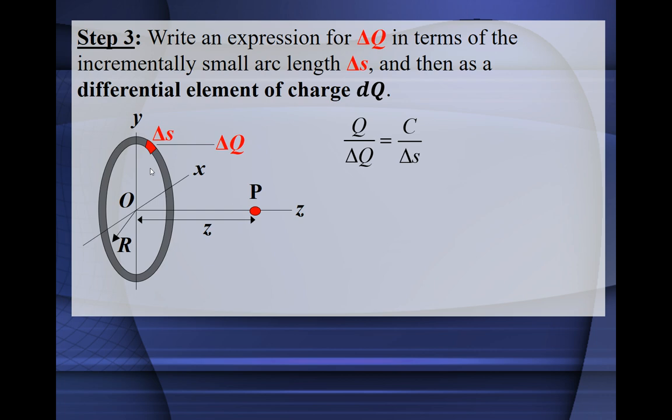If we take that equation and manipulate for delta Q, we then have delta Q is equal to Q over the circumference times delta S. But if you take the total charge and divide by the total circumference, that is your linear charge density.